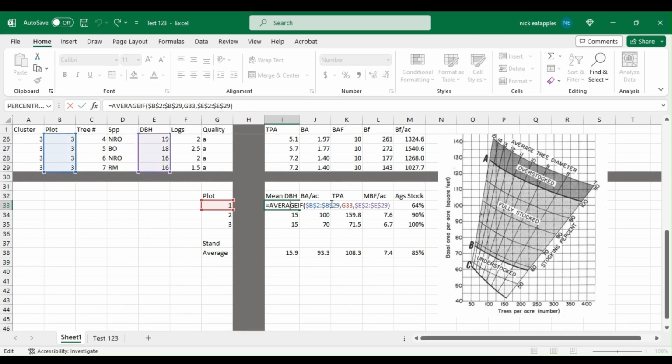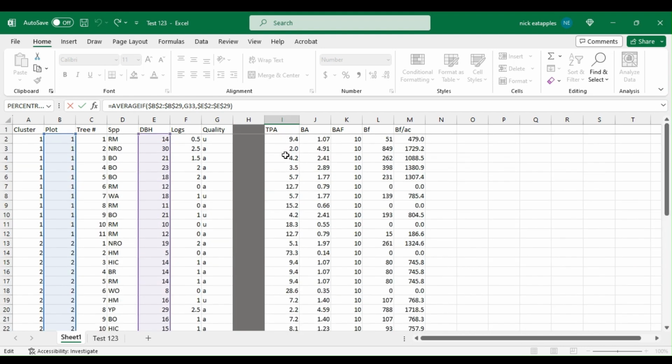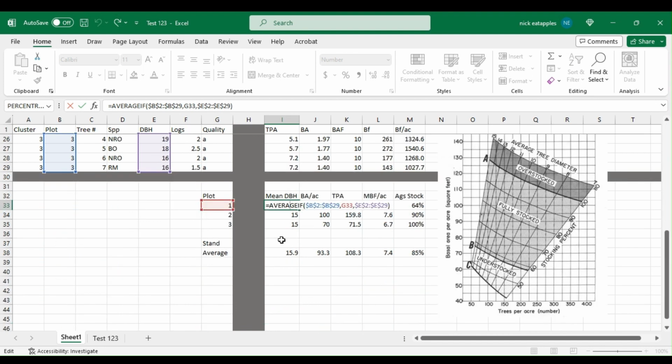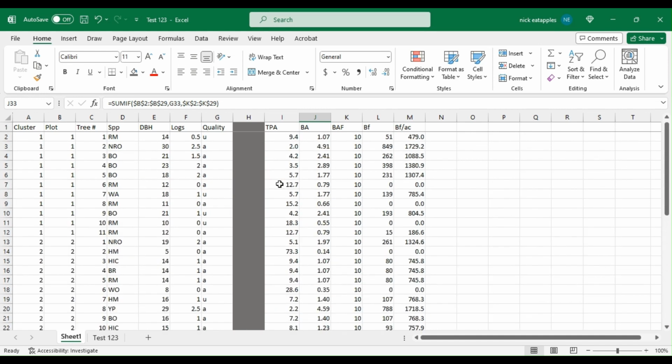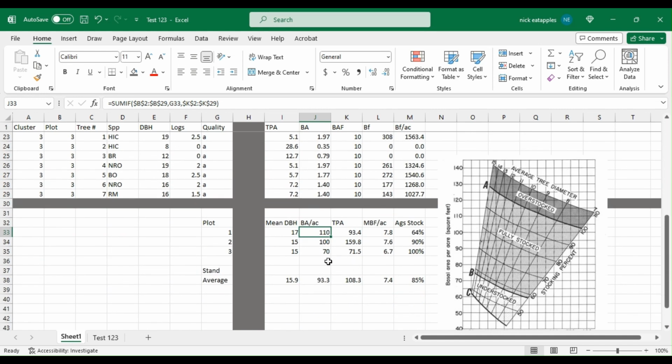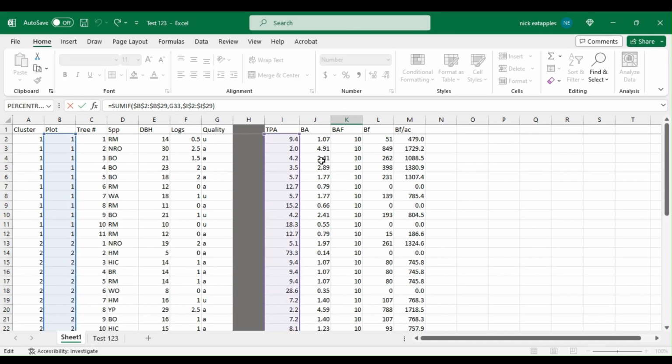So plot 1, use AVERAGEIF. So it's the average of these DBHs. That gives us 17. Basal area per acre: every entry is equivalent to 10 basal area per acre. And that's simple. So we had 11 trees in that plot, so it's 110. So 10 times 11, trees per acre. All of these for plot 1.